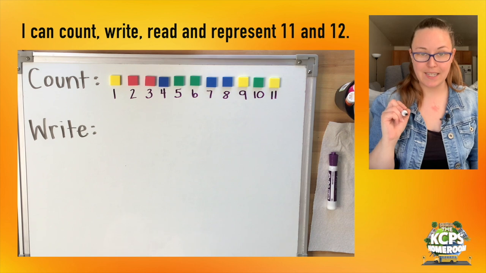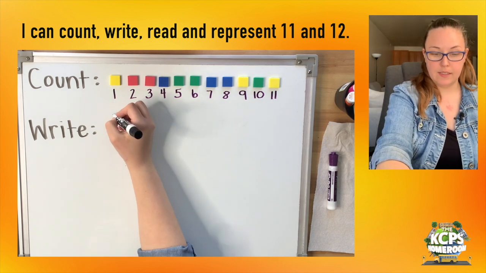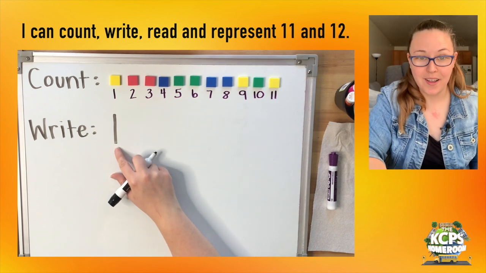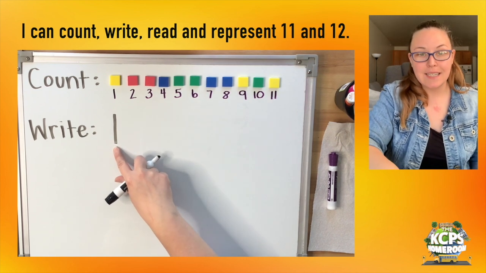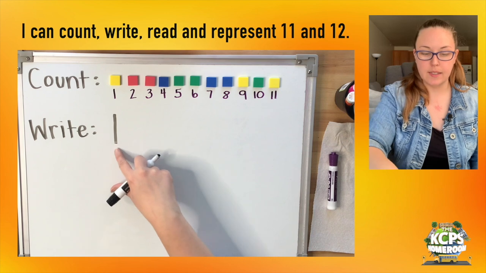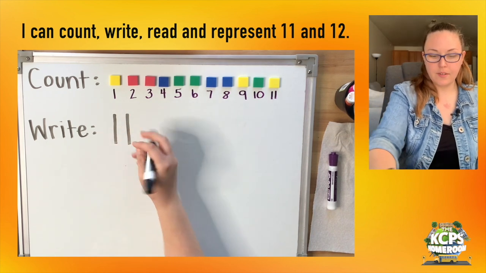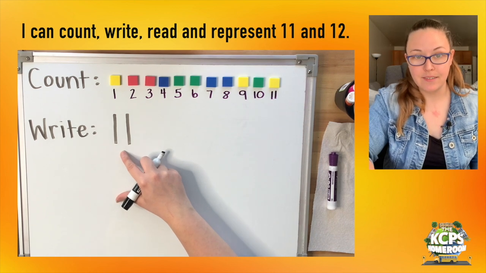So let's write it here. Are you ready? Start at the sky, go down to the ground. That is the number 1. Now the number 11 has 2 ones in it, so let's write another. Start at the sky, go down to the ground, and that's the number 11.